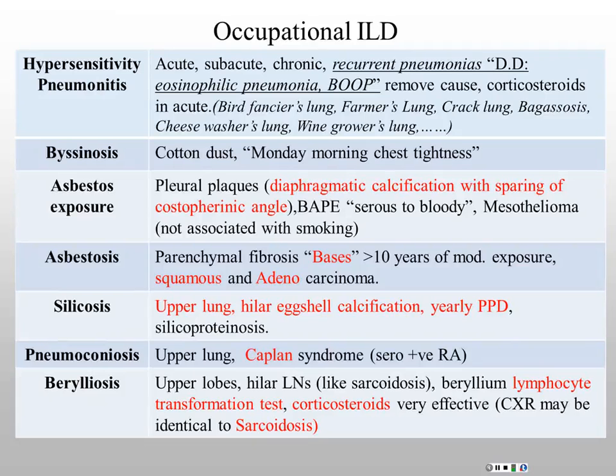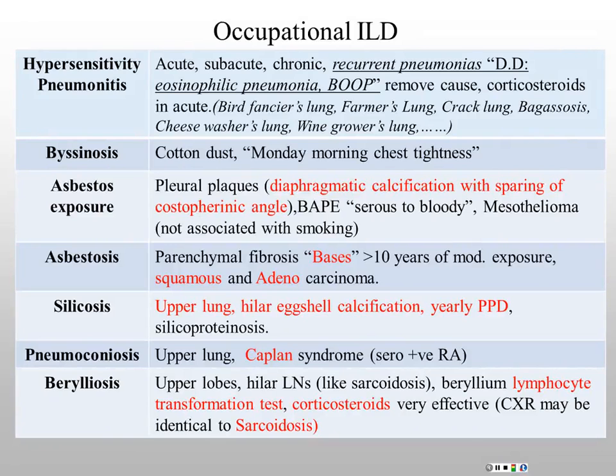Diaphragmatic calcification with sparing of the costophrenic angle is important, because you can see pleural calcification in other diseases. For example, tuberculosis can cause that, and we will show you an image, but you will find the calcification more towards the apex and not towards the diaphragm. Also remember benign asbestos-related pleural effusion, which can be bloody, and it's a benign thing. And you have to remember mesothelioma as well.